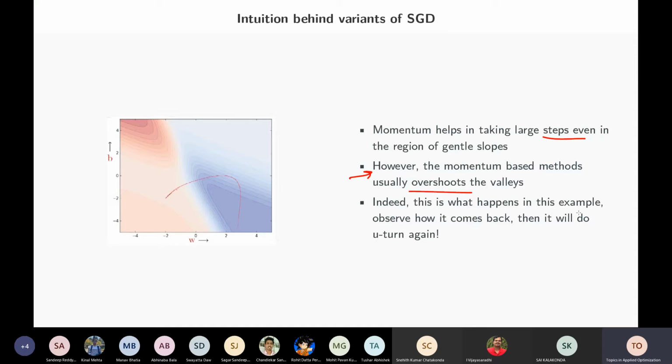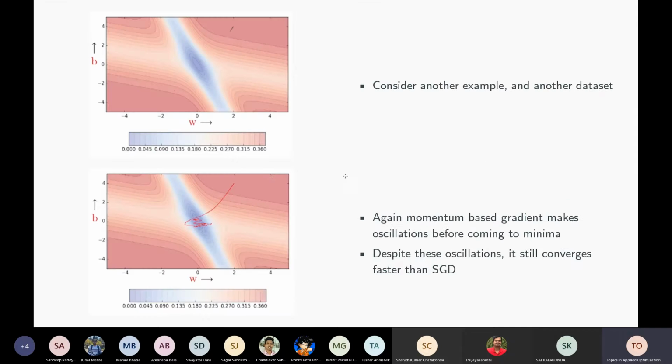So indeed, this is what happens in this example. Observe now how it comes back. It will come back because that's the goal of gradient descent. Even if it overshoots, the gradient will pull it back, because the gradient will always point in the direction of decrease. So even if it overshoots, it will be brought back. But then why would it overshoot?